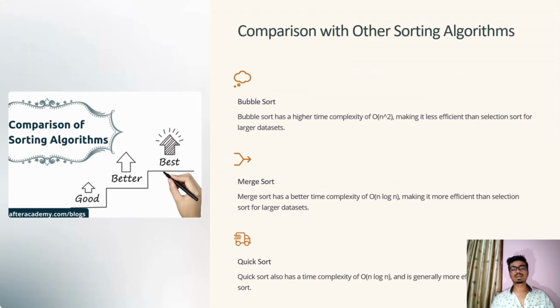Merge sort has better time complexity of O(n log n), making it more efficient than selection sort for larger data sets. Quick sort also has a time complexity of O(n log n) on average and is generally more efficient than selection sort. It has a higher time complexity, making it less efficient than selection sort for larger data sets.